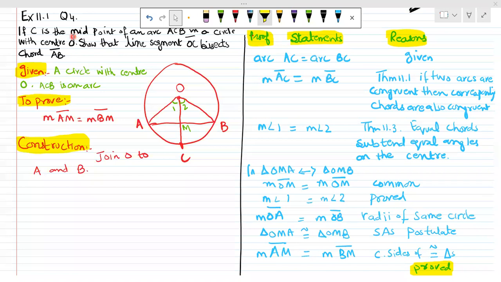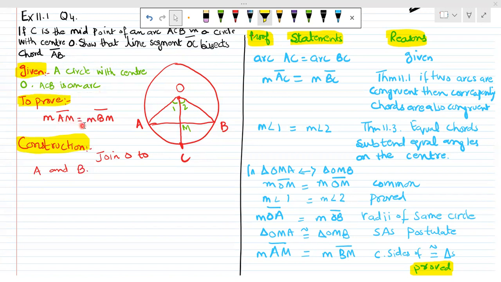Now the statement of question number 4 is that if C is the midpoint of an arc ACB in a circle with center O, show that the line segment OC bisects the chord AB. According to this data, we have drawn it here. This is the arc ACB, and here is the midpoint C of this arc, and we have to show that the line segment OC is bisecting this chord AB, right? So we have mentioned the data over here. We have organized it: a circle with center O, ACB is the arc.